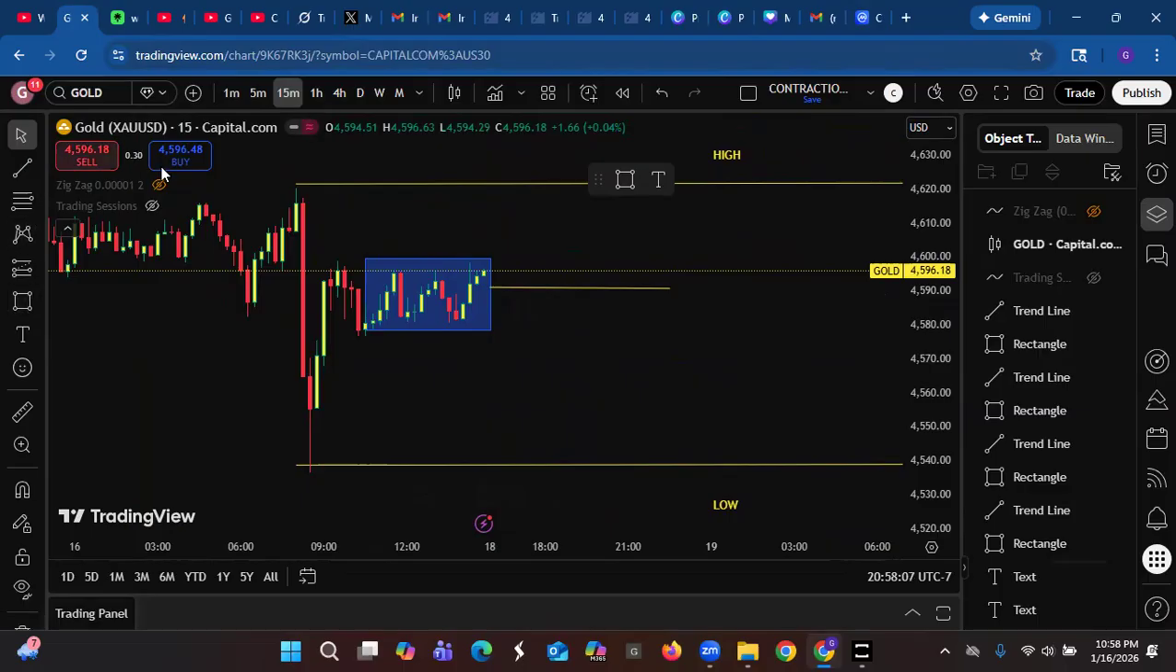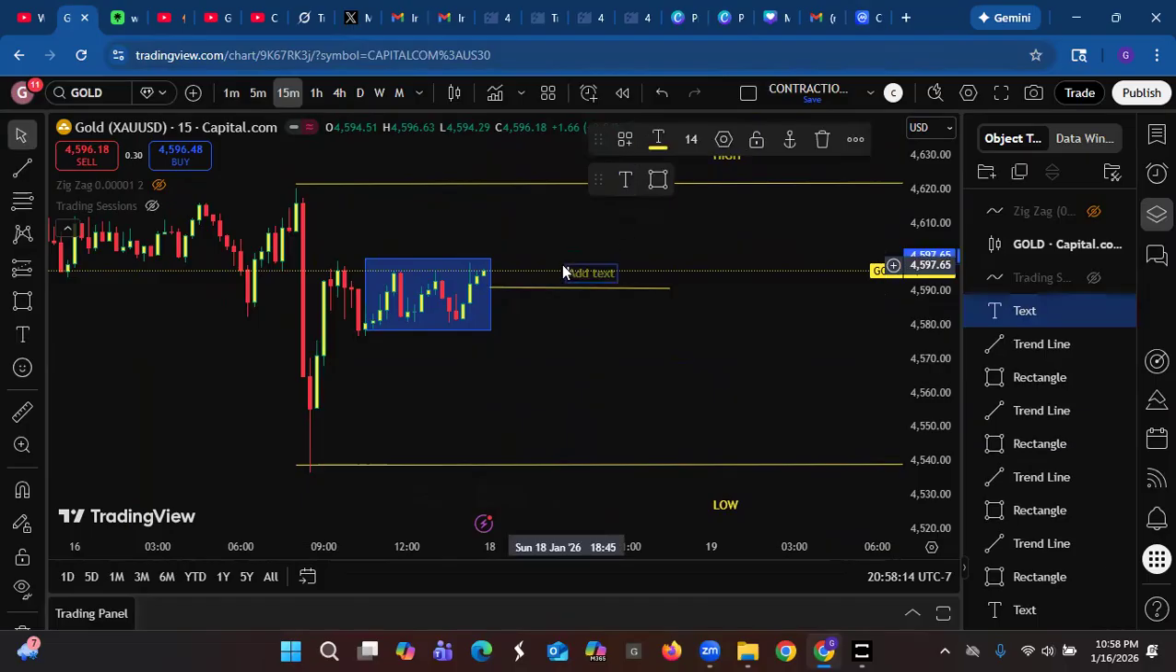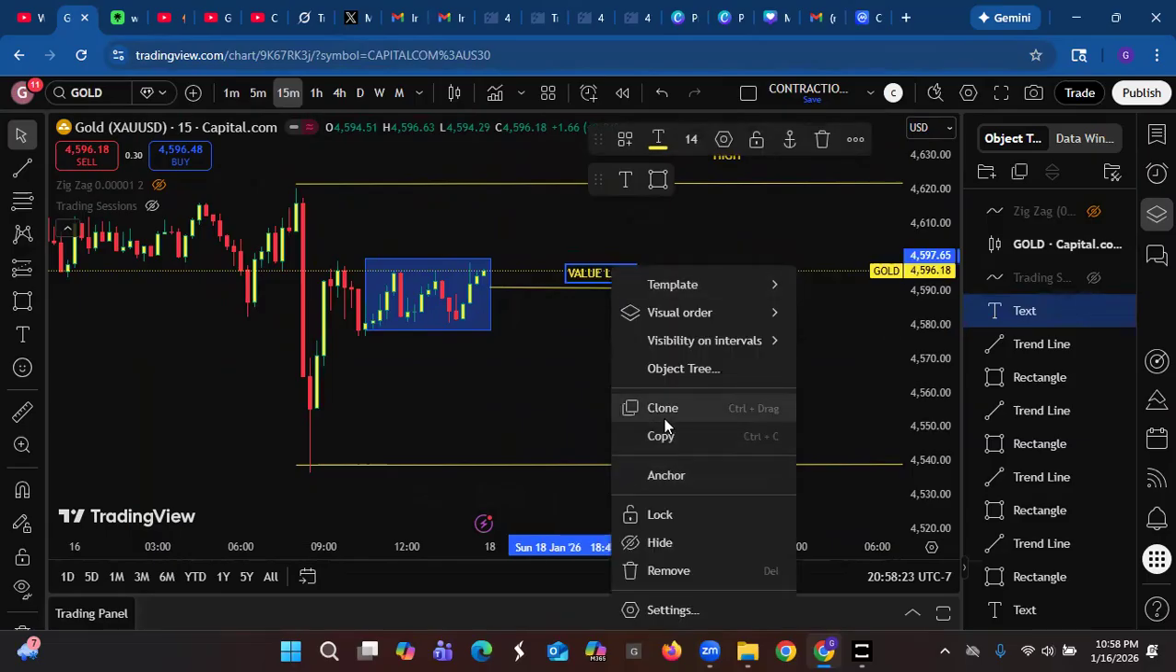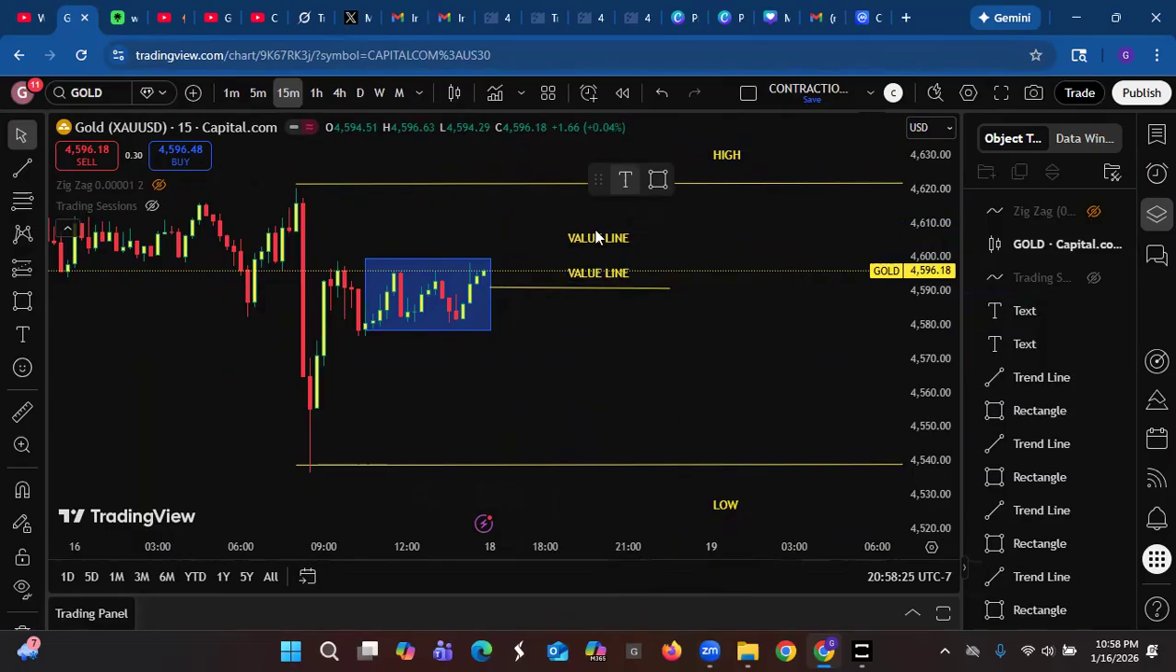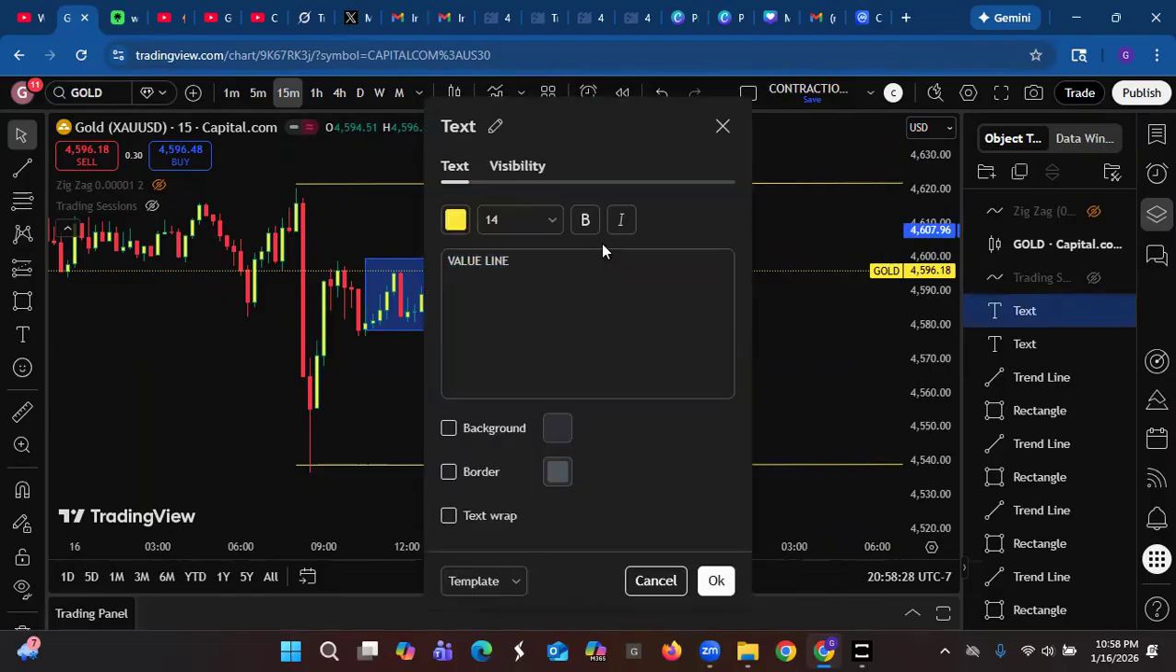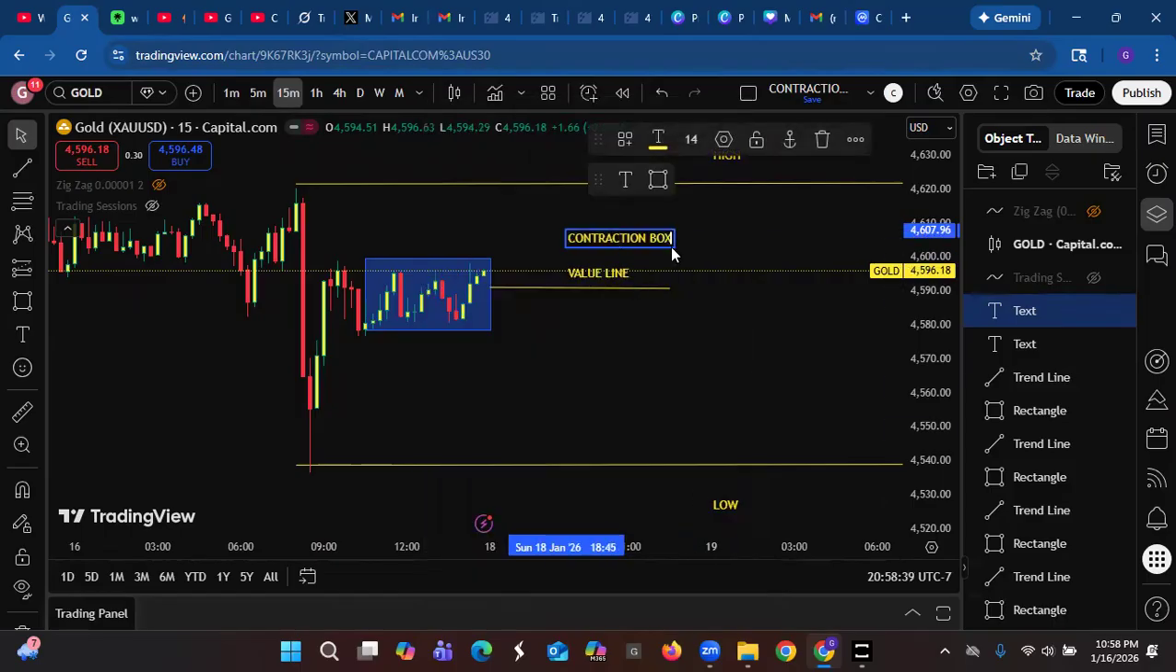Let me see if I can just get y'all something real quick. That way you guys can identify, well, what is this? What is that? Value line. That's what this is. This right here is a contraction box. That way you guys got context for what these are. Contraction boxes, right? So just make it box. Contraction box. All right. There we go.